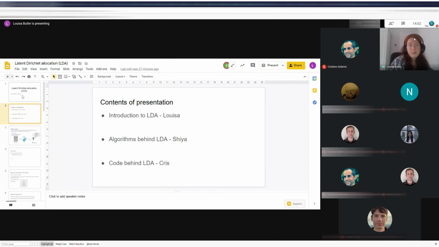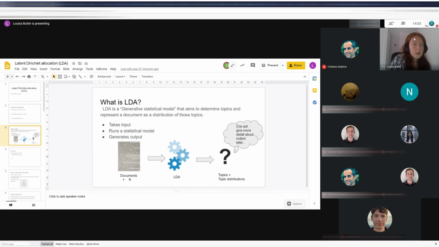So the contents of the presentation is that I'm going to give you guys a general introduction to the idea of LDA. And then Shia is going to take over and go through a bit more of the nitty-gritty of the algorithms and the maths of how LDA works. And then Chris is going to give you a nice demonstration of the actual code and what it looks like, after you are bored of listening to us talk.